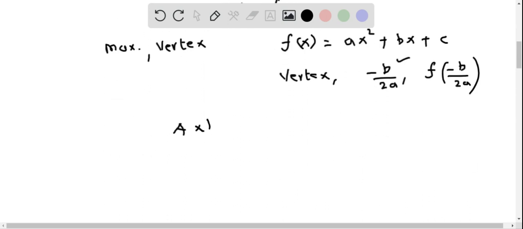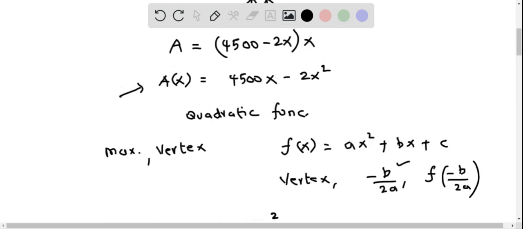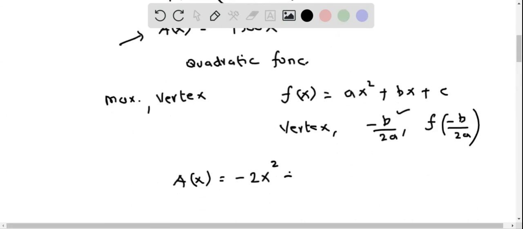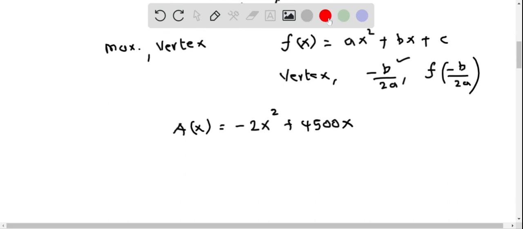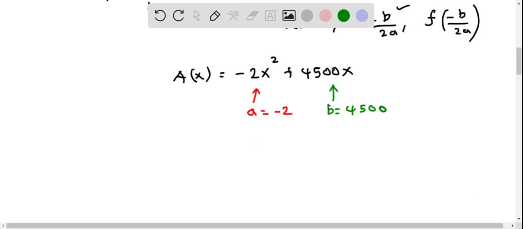So we have the area function equals, writing the highest power of x first, negative 2x squared plus 4500x. Now we can determine a. The a is the coefficient of x squared, so a here is negative 2, and b is the coefficient of x, which is 4500. So let's determine negative b over 2a using this.